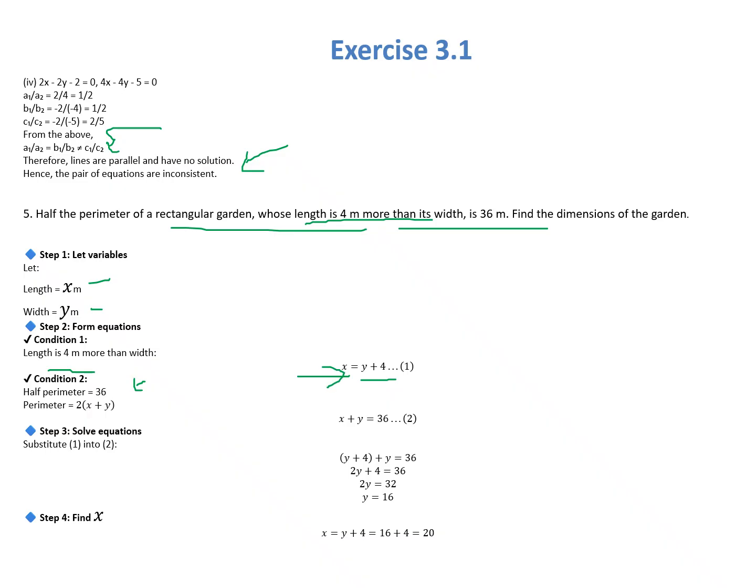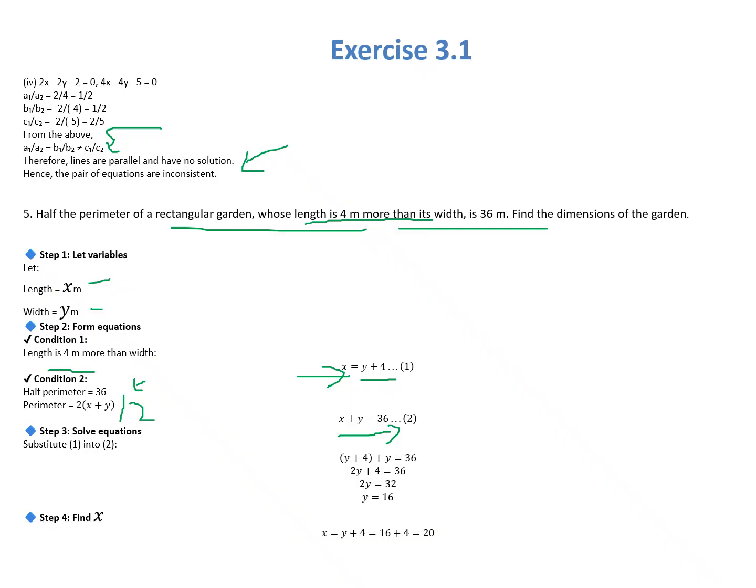And the second equation is given to us: half perimeter is 36. Which means that we know perimeter is equal to twice of x plus y. So if we remove twice here, we'll get x plus y is equal to 36. So this is the second equation, because half perimeter is equal to twice of (x plus y) divided by 2. So whatever value we get, that is equal to the half perimeter, which is given as 36.